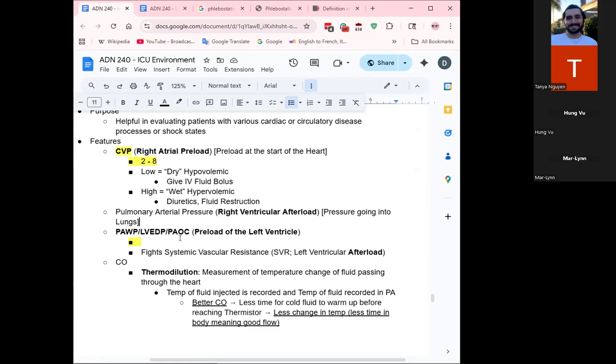Which is why you see that correlation between pulmonary hypertension and right-sided heart failure, because now we're having difficulty on the right side of the heart getting blood flow across to the lungs. So that's why right-sided heart failure is called cor pulmonale, cor meaning heart in Latin, pulmonale meaning related to the lungs.